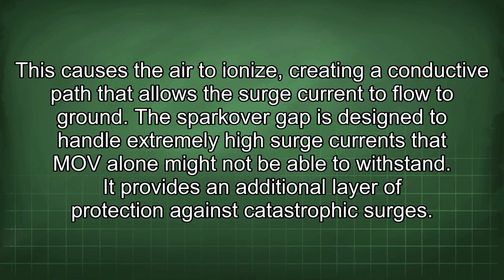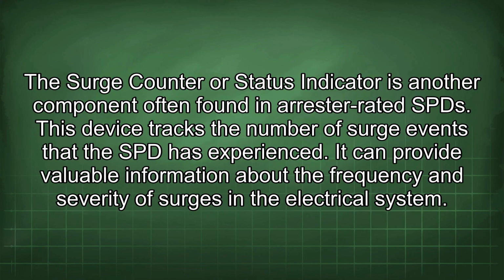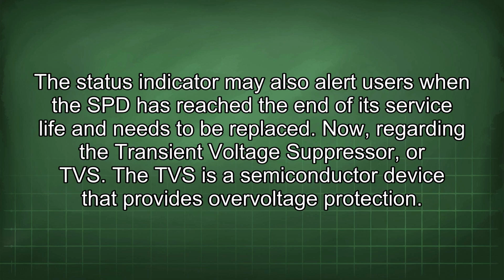The spark-over gap is designed to handle extremely high surge currents that an MOV alone might not be able to withstand. It provides an additional layer of protection against catastrophic surges. The surge counter or status indicator is another component often found in arrestor-rated SPDs. This device tracks the number of surge events that the SPD has experienced. It can provide valuable information about the frequency and severity of surges in the electrical system. The status indicator may also alert users when the SPD has reached the end of its service life and needs to be replaced.